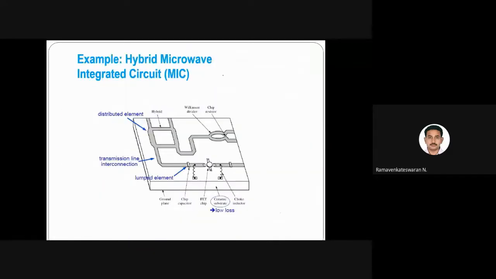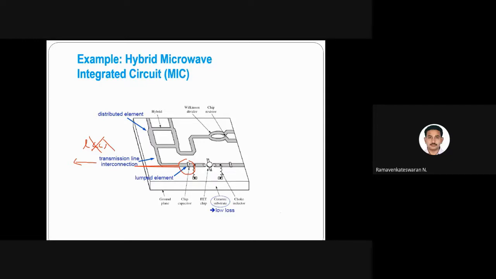In MICs, microwave integrated circuits, we normally use different lumped components. These are also the transmission lines, but for a transmission line I generally cannot follow the rule that the length is very small compared to lambda, because the line has to be longer to connect one component to another. Only lumped elements will be in the devices, like chip capacitors, field effect transistor chips, ceramic substrates, and choke inductors.